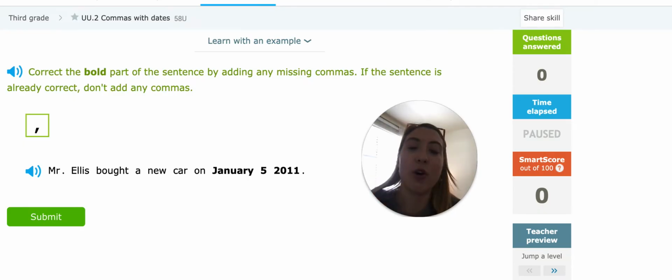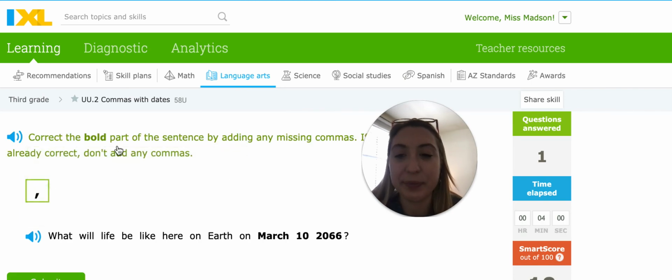This is what our homework is going to look like. We are going to be adding the comma in missing sentences. Mr. Ellis bought a new car on January 5th, 2011. I see the month, I see the day, and I see the year. The comma always comes between the day and the year. So I just drag it and put it there and it adds a little space, like January 5th, 2011, instead of it looking like 52,011. So it shows the space.